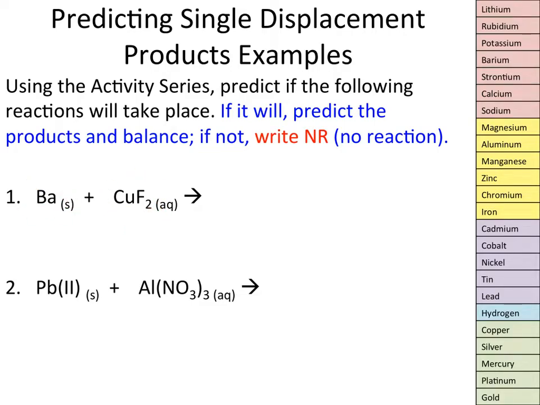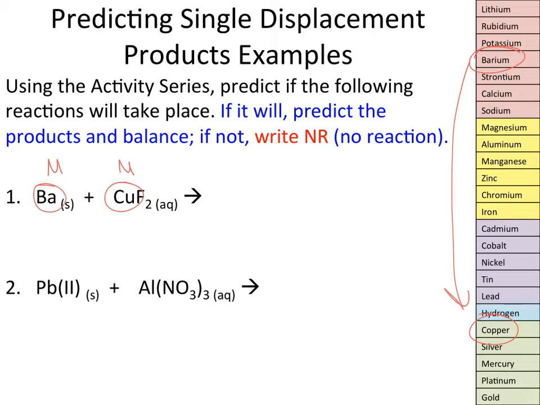So is barium a metal or a non-metal? This is a metal, so it's going to replace the other metal. It's going to be between barium and copper. So what we have to do is look for it on the activity series. Here is barium, and copper is all the way at the bottom over here. So does barium have enough activity to displace copper? Yes, it does. So it can move its electrons onto copper.